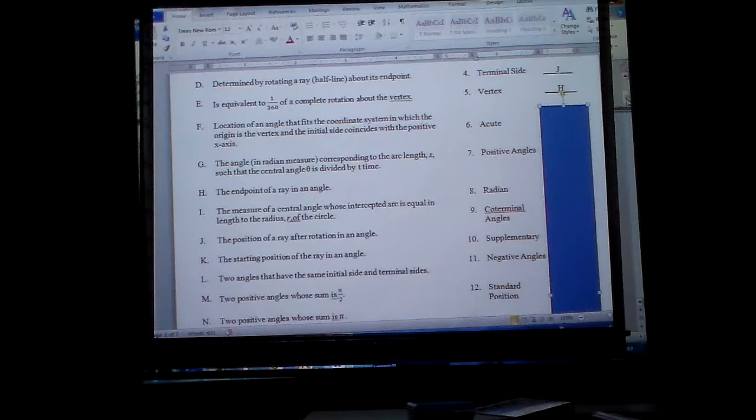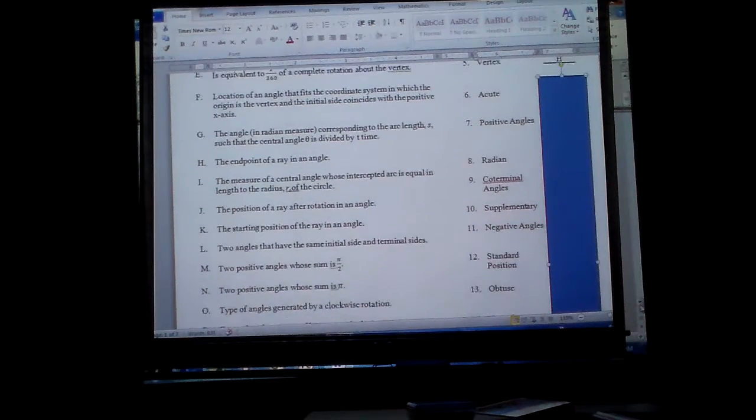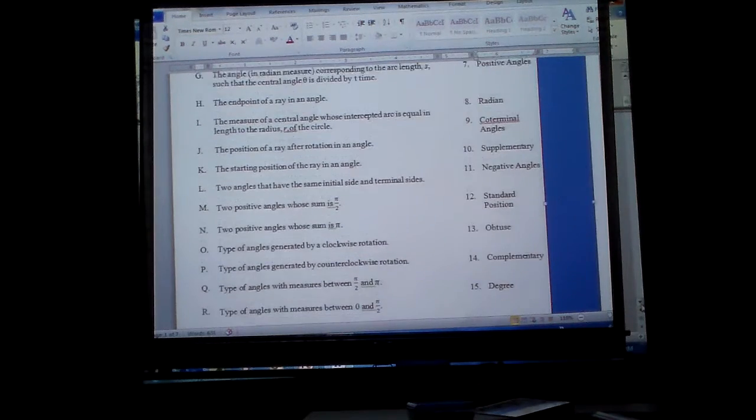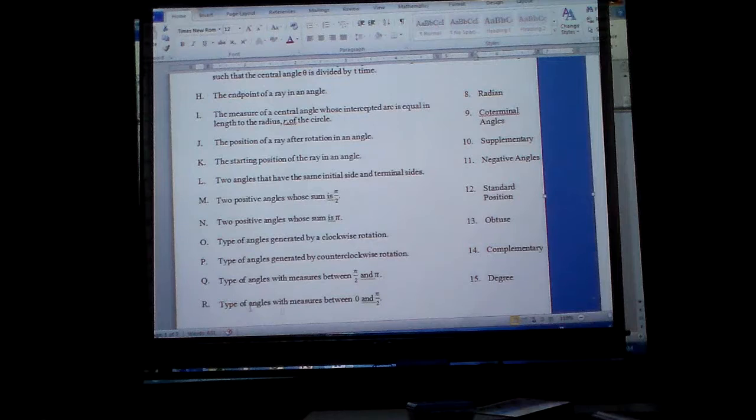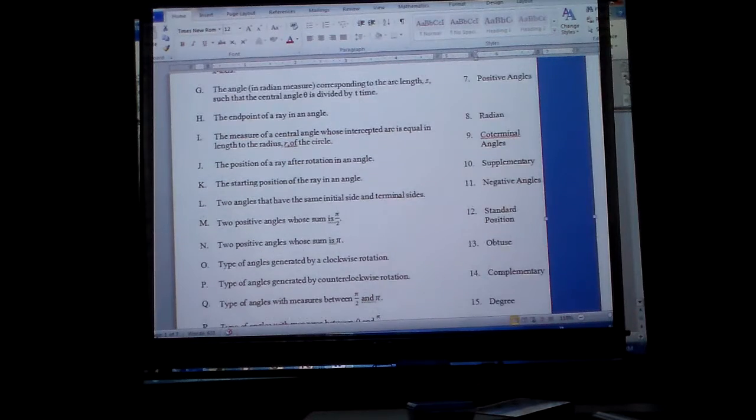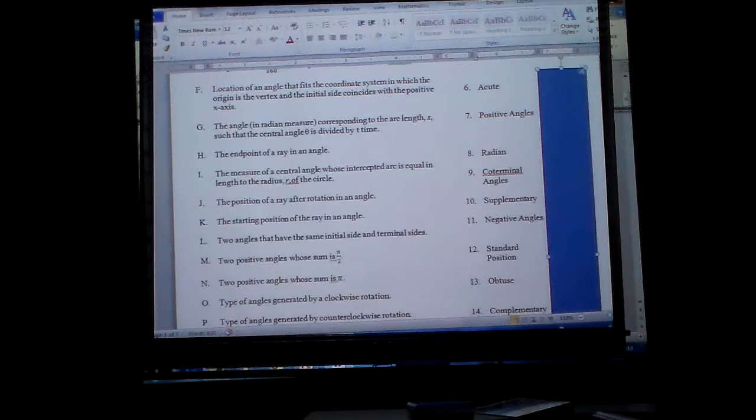Now we see the word acute. And I know most of you are pretty well used to acute being like 90 degrees or less. But now we're not talking about degrees, we're talking about radians. So I'm looking down through here. Oh, look, types of angles between 0 and pi over 2. Pi over 2 is the same thing as 90 degrees. So I know that my answer to this one has to be letter what? Letter R. Kind of hard to see it, I thought maybe I messed up. But it is letter R.